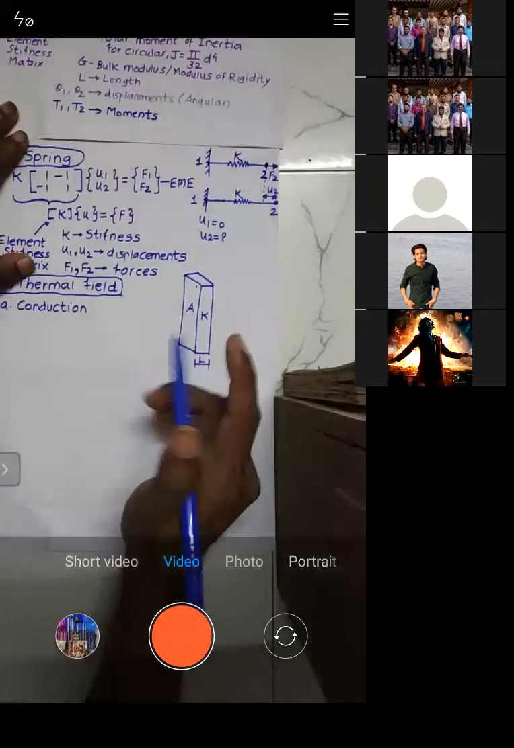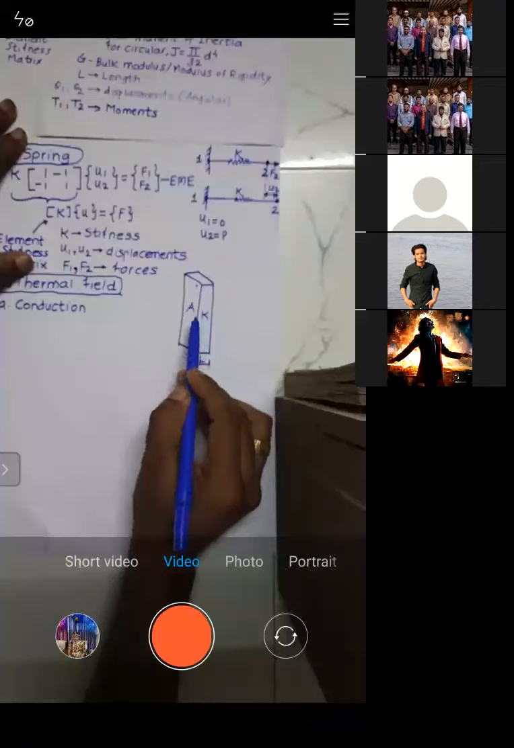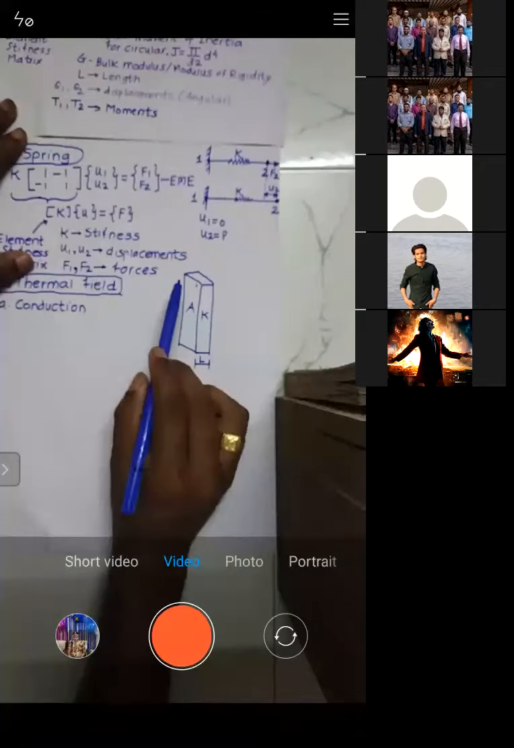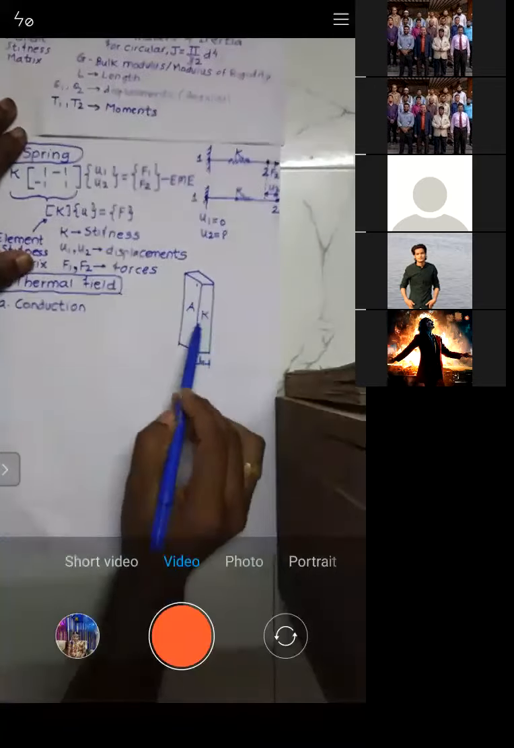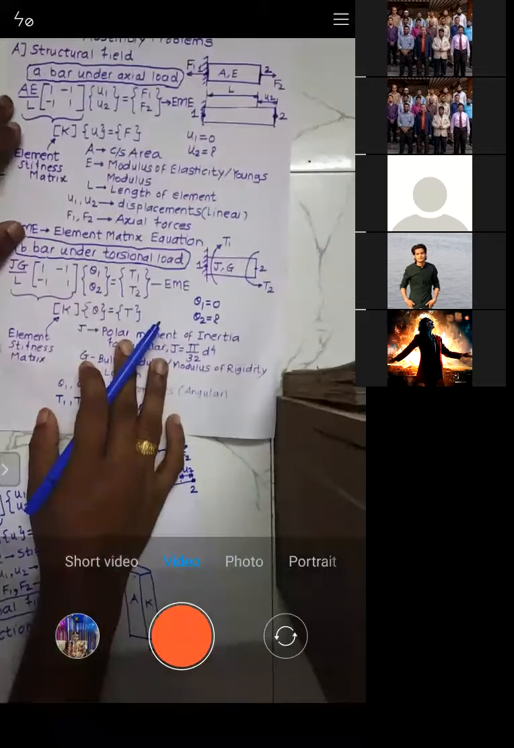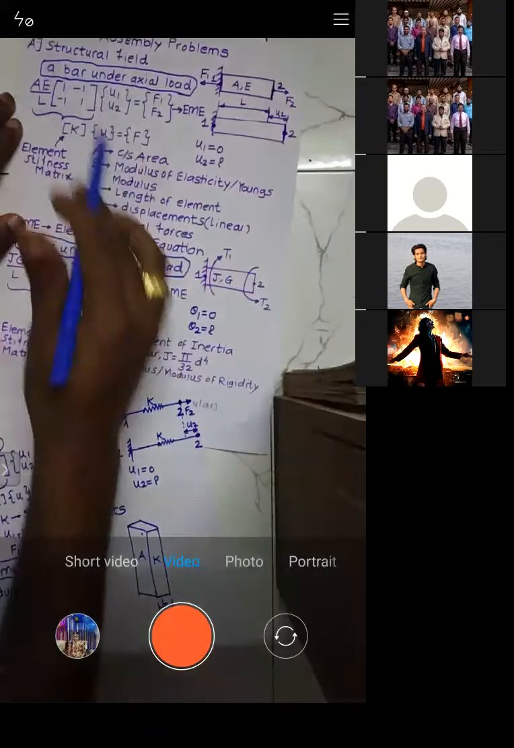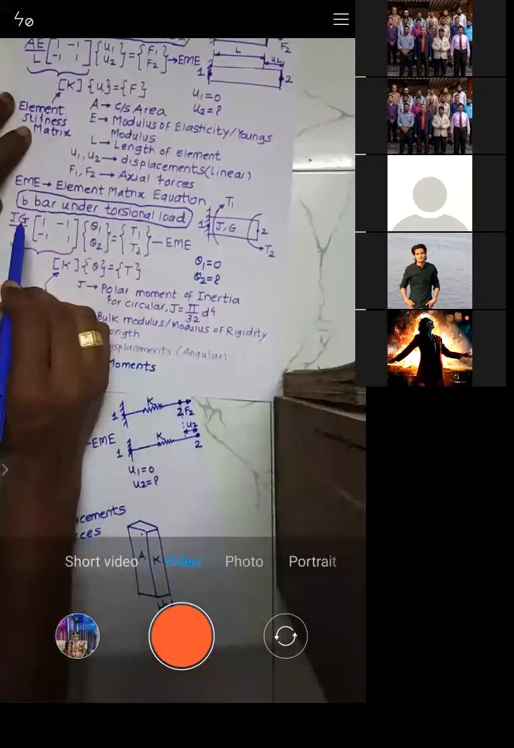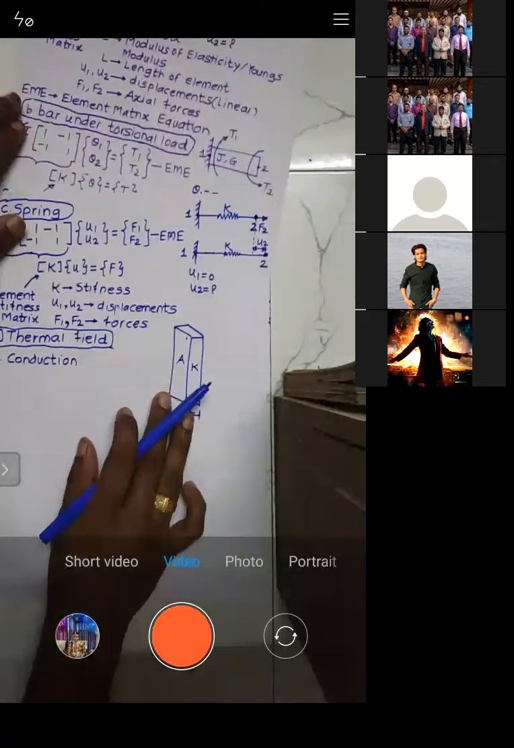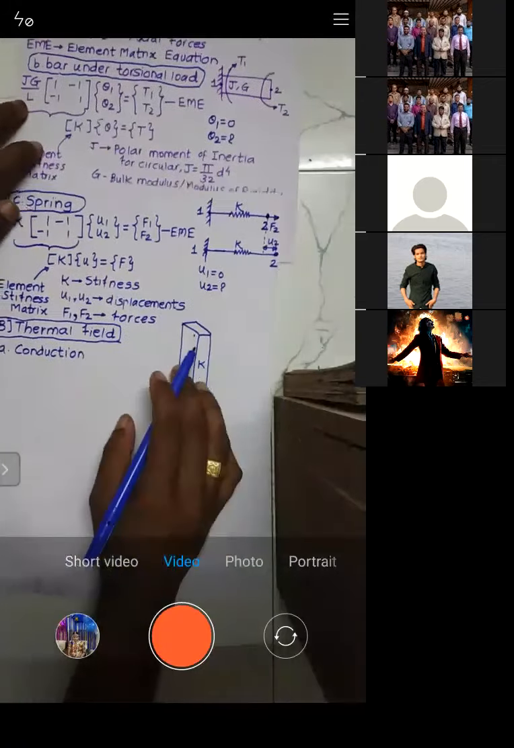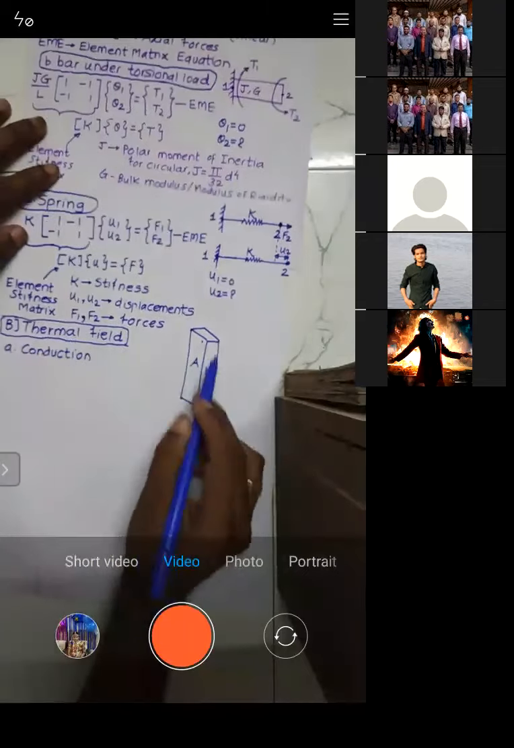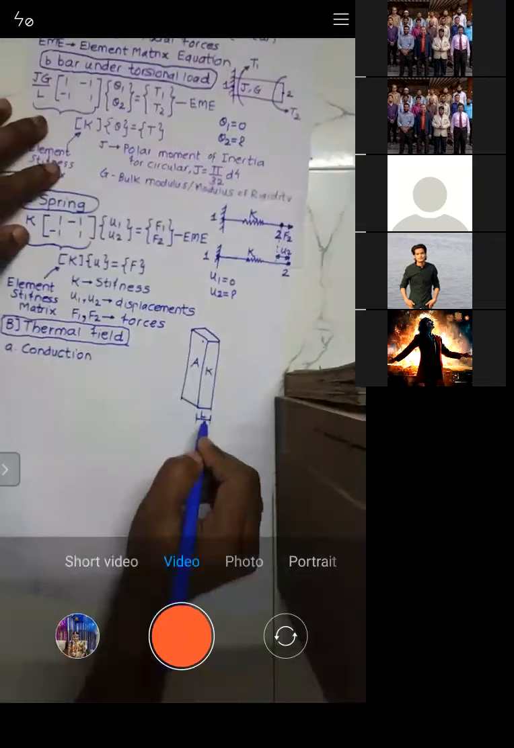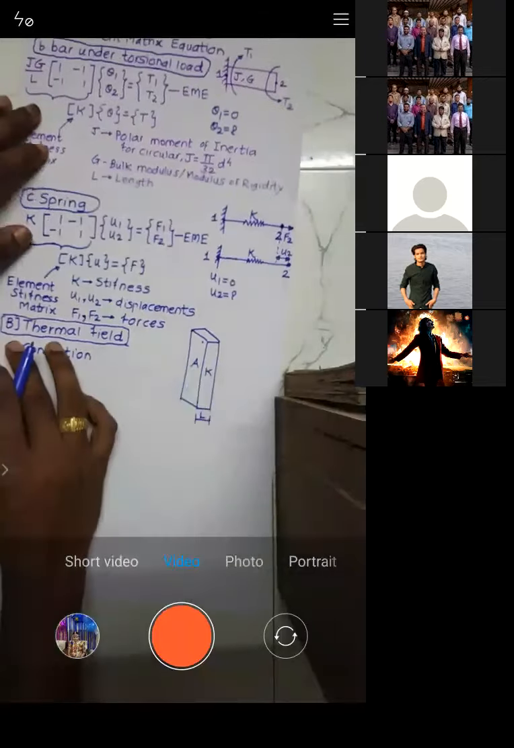Let's consider a wall which is having conductivity K. That means this entire wall is made up of a material with a value of conductivity as K. Just do not get confused: E is a material property. Similarly, this G, modulus of rigidity, is a material property. Similarly, conductivity K depends upon the material. So conductivity is a material property. Let's consider the wall which is having conductivity K, thickness L and cross-section area A.